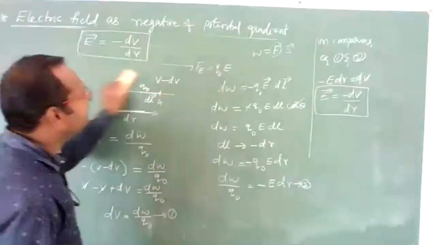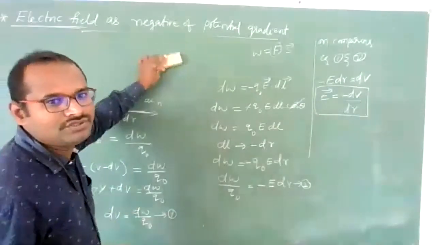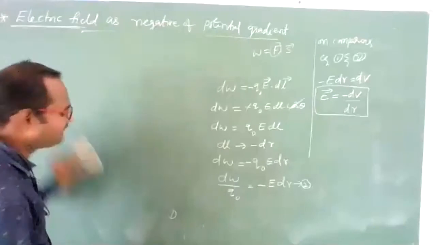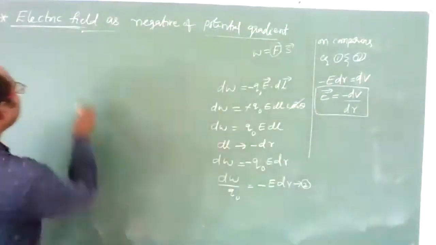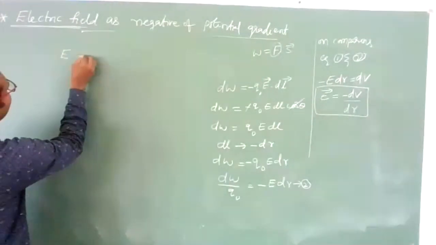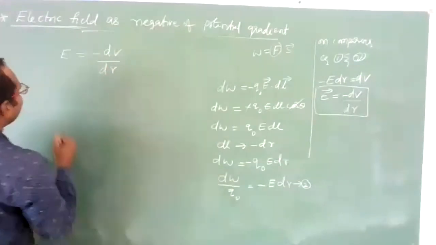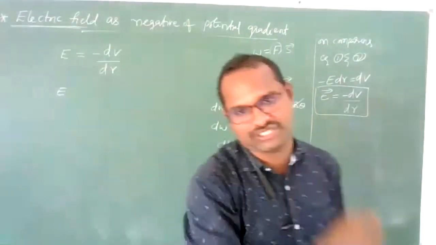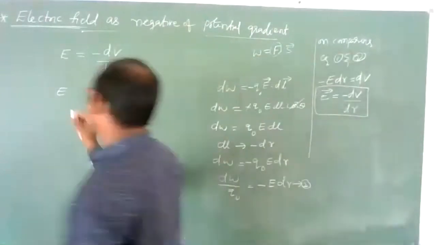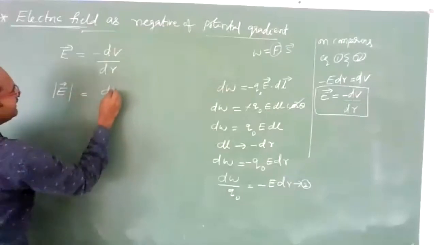On this you will get a lot of questions. Some questions I will send you in your WhatsApp group. You need to solve them after writing your exam. See, I have written now, E is equal to minus dV by dr. If you take just the magnitude, the negative sign indicates only the direction of the electric field. If you take only the magnitude, you will get dV by dr.